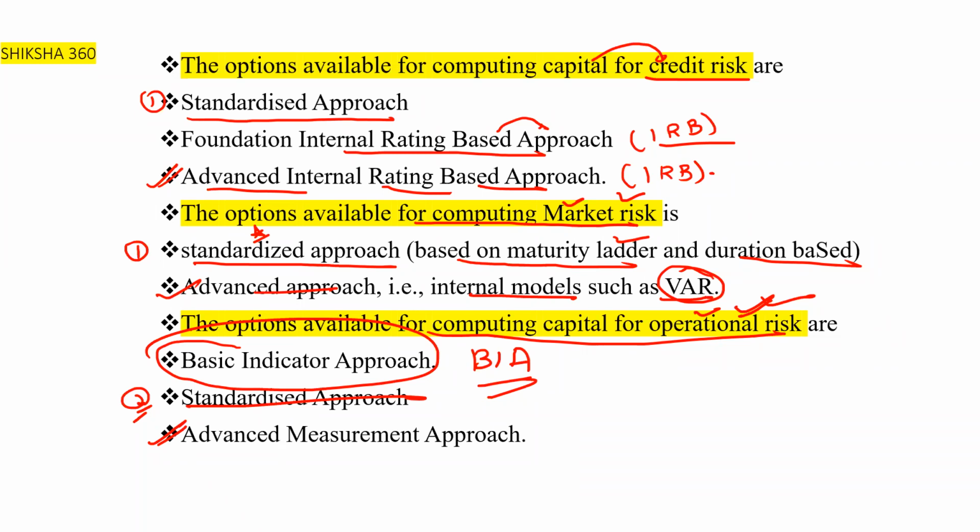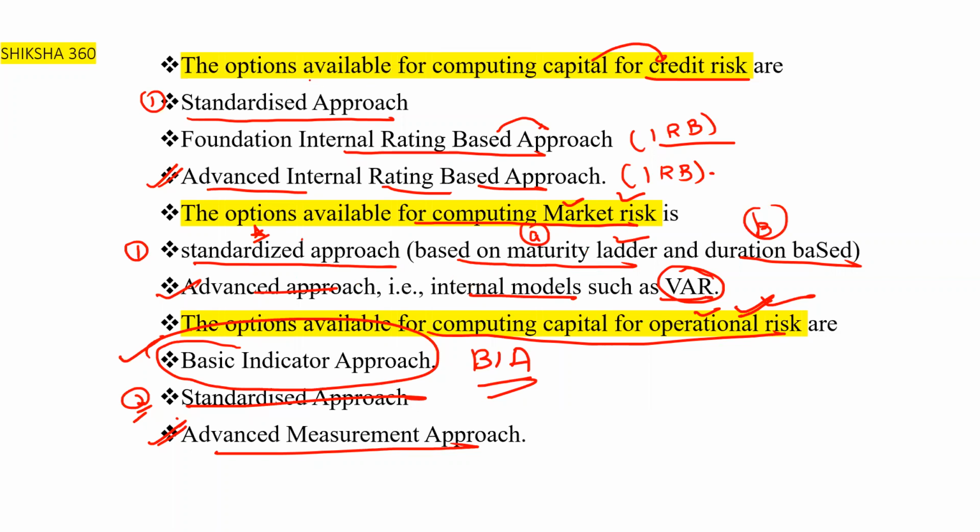The options available for computing capital for operational risk: basic indicator approach, standardized approach, advanced measurement approach. For computing market risk: the standardized approach, which is either maturity ladder based or duration based. The second one is the advanced approach, that is internal models such as VAR.